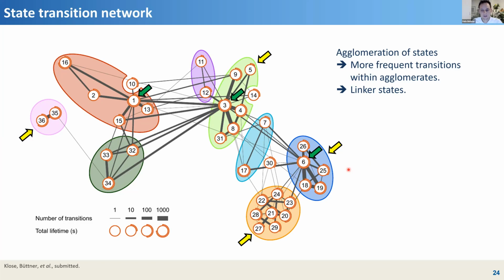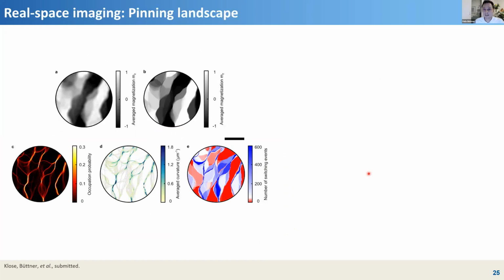Now, to really understand the physics of what is happening here, we need to look in real space. What I showed before is in principle something you can also detect with X-ray photon correlation spectroscopy, but the underlying physics and the mechanism is only accessible by real space imaging. I just want to give you a glimpse here, in this bottom part, showing the accumulated positions of domain walls that we find in all the states that we observe, superimposed on top of each other.